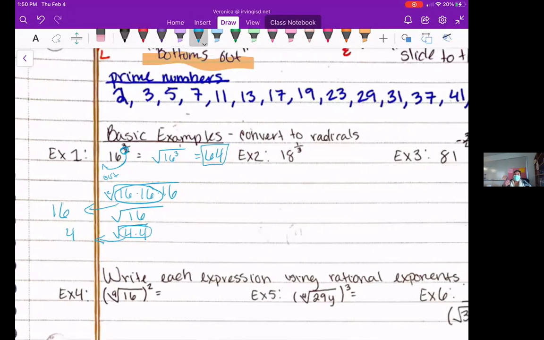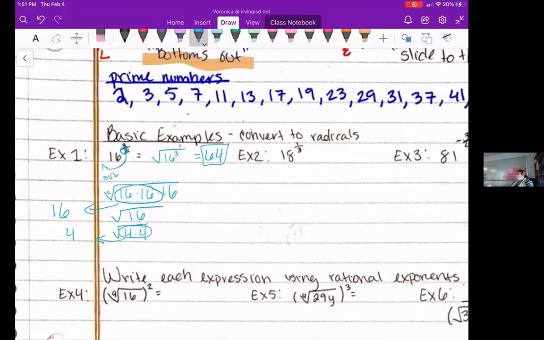Okay, that's just me getting y'all used to the simplifying and stuff, okay? The rest of these, we're not gonna spend that much time on. Maybe 1 or 2 we will, but the rest of them, we're just gonna do the easy stuff and convert it to radicals. So for example 2, we have 18 to the power of 1 over 3.